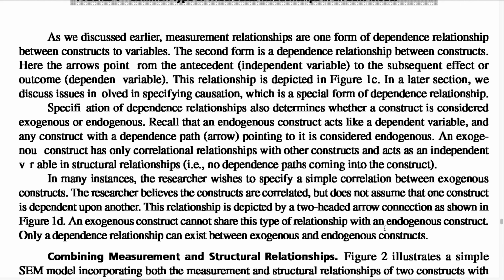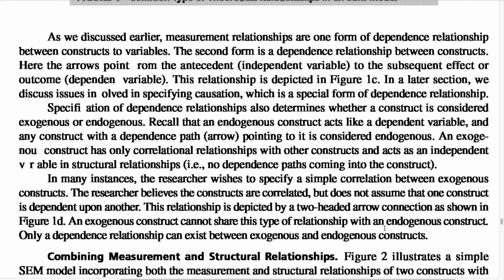Specification of a dependent relationship also determines whether a construct is considered exogenous or endogenous. Recall that an endogenous construct acts like a dependent variable, and any construct with a dependent path arrow pointing to it is considered endogenous. An exogenous construct has only correlational relationships with other constructs and acts as an independent variable in structural relationships, that is, no dependent path comes into the construct.